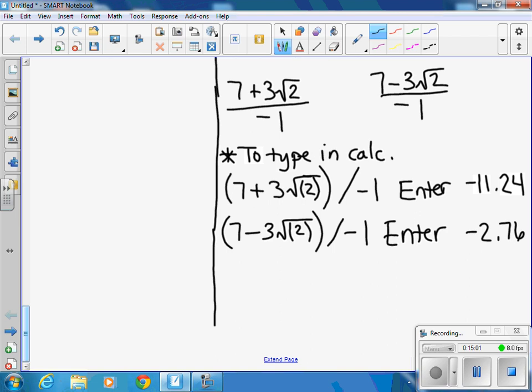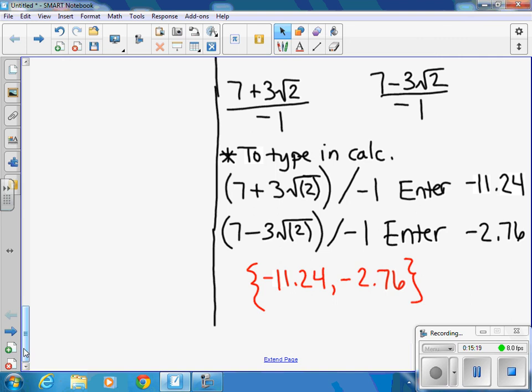So the two answers for this problem do get written in braces, right, because they are solutions to this once we evaluate it, and that is going to be -11.24 and -2.76. Right, so we're going to practice with using these buttons in class and making sure that everybody can get the same answers by typing in the same stuff. Right, but do practice around, change some numbers up, and make up your own problems and see if you can come out with using the calculator the way you need to.